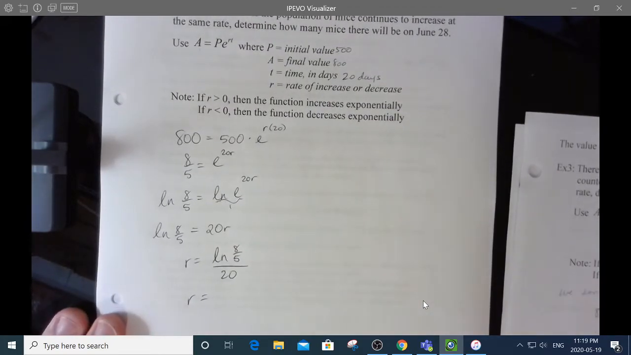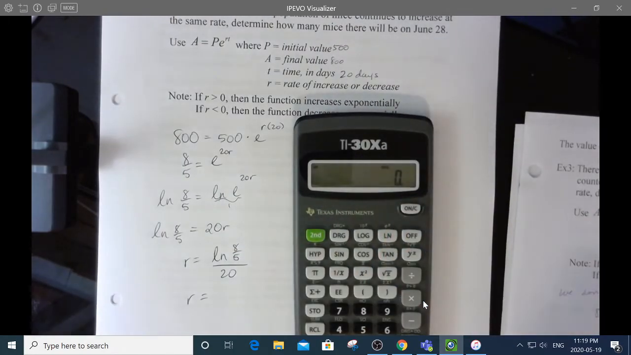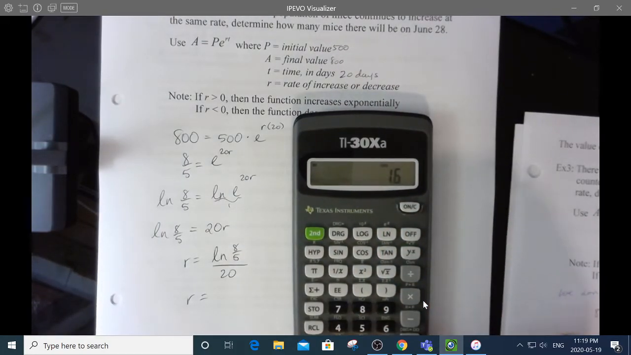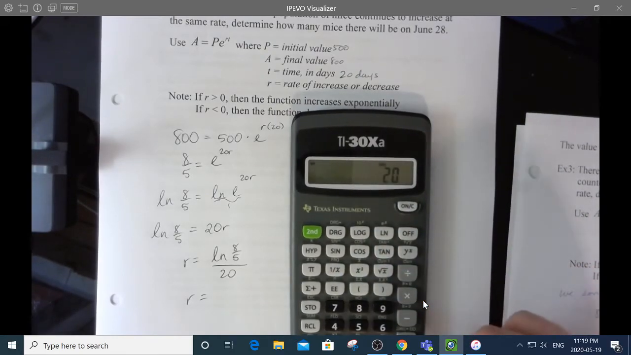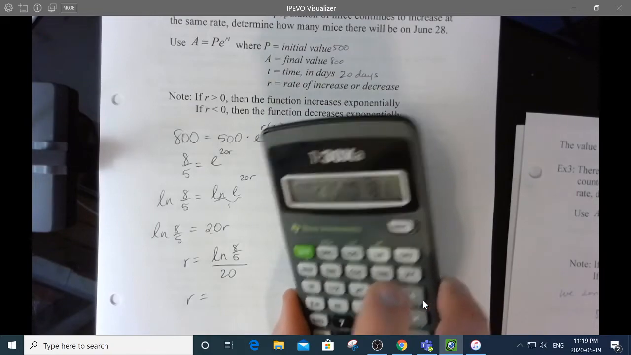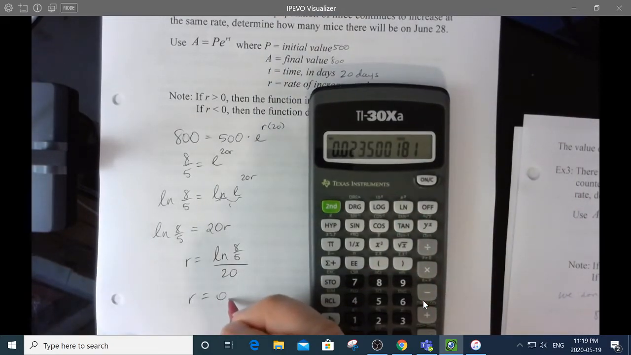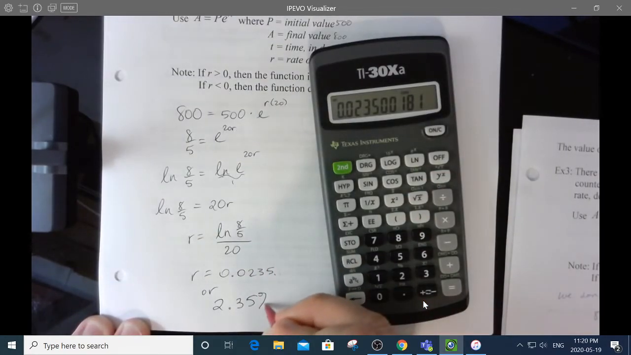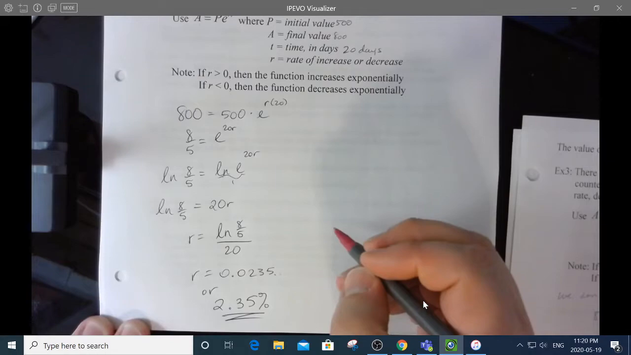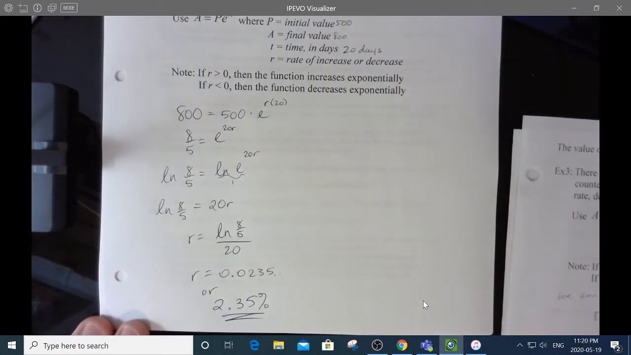Button punch time. I'll use this calculator. So 8/5, which is 1.6. Like I needed that. I could have figured out that was 1.6. But anyway, natural log divided by 20. And there we go. That's 0.0235. And that's a decimal. Usually in problems like this, you might want to change that to a percent. So when you times by 100, you'd move it to there. 2.35, what's after the 5? Yep, 2.35%. So therefore, there we go. That is the growth rate of the mice.